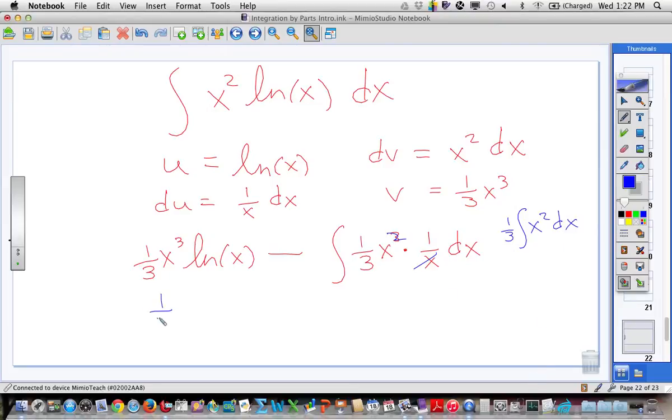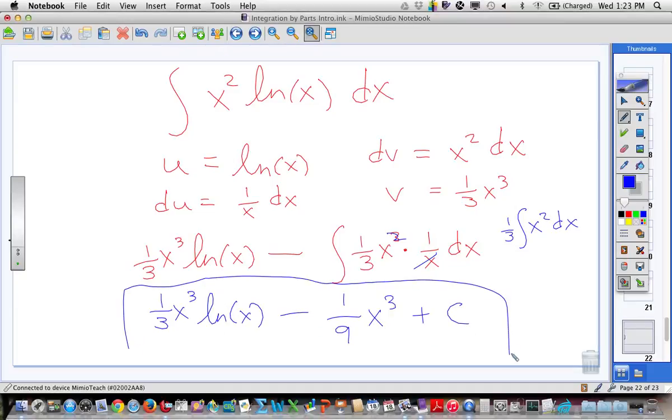So my final answer is going to be 1/3 x cubed ln x minus, and now I'm going to do this antiderivative. So I'm going to raise that up to a 3, divide by 3, so that's going to be 1/9 x cubed, and then plus c.